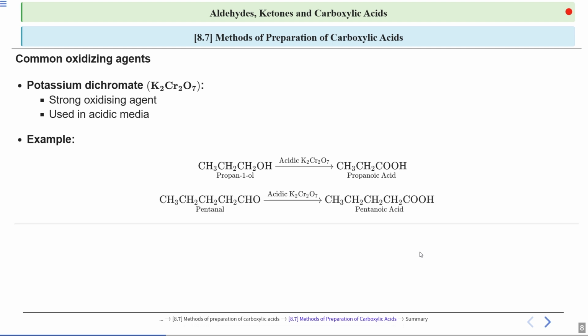Another example you can see is an aldehyde, which is pentanal. It is oxidized by acidic potassium dichromate to a carboxylic acid, which is pentanoic acid. It has 5 carbon atoms, so the root word will be pent. So it's pentanoic acid.